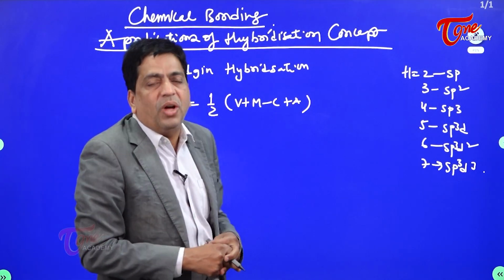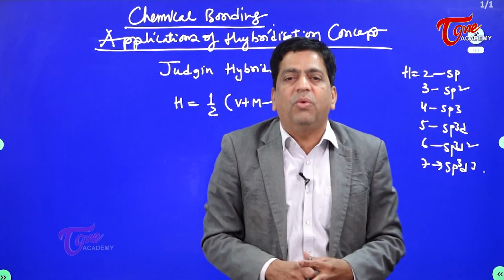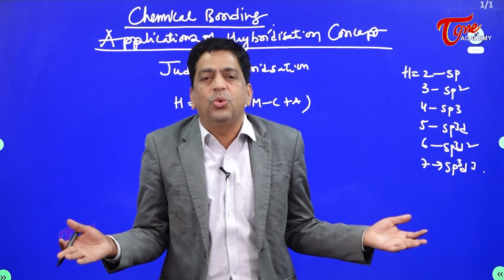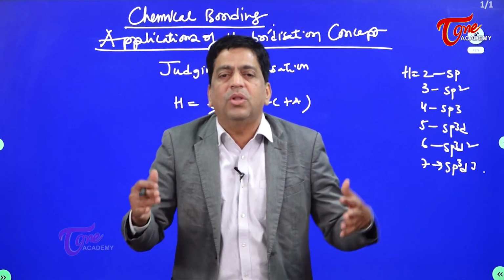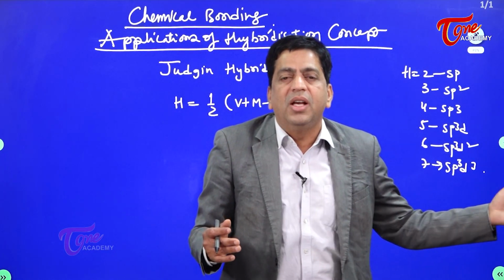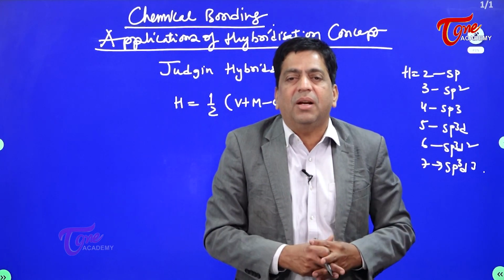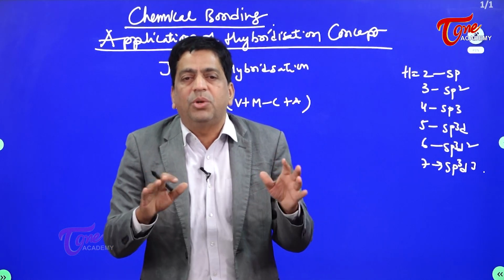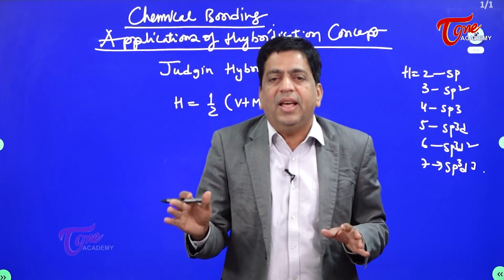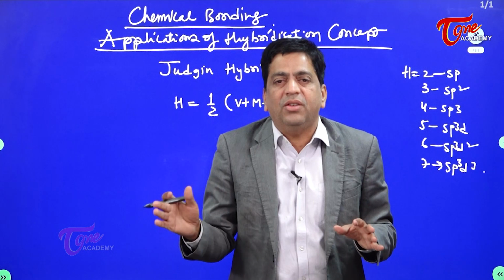M is the number of monovalent atoms attached to the central atom. Monovalent atoms in chemistry are only two, that is, hydrogens and halogens. So count the number of hydrogens and halogens and put it. C is the cationic charge. That means in case of cations, if you are determining the hybridization, you need to put the charge, not the sign. And A is the anionic charge; you need to put the charge and not the sign.